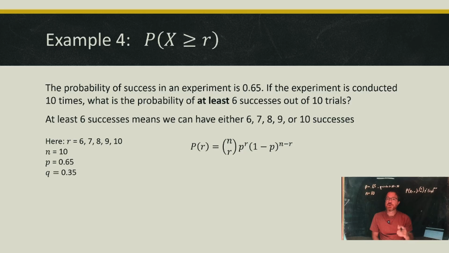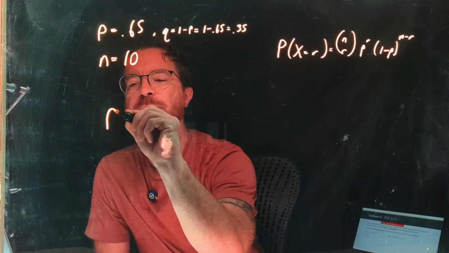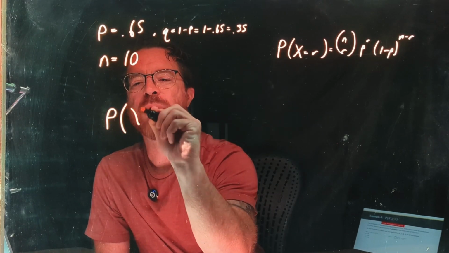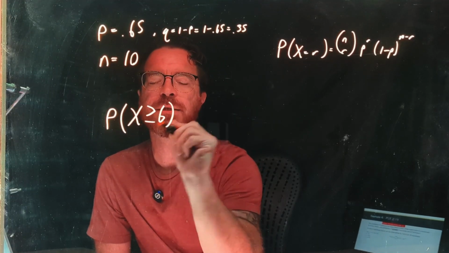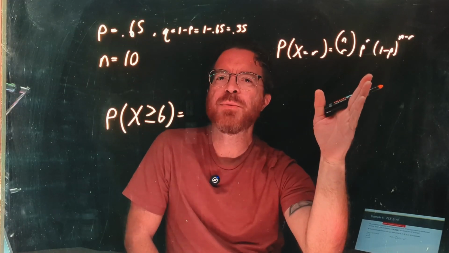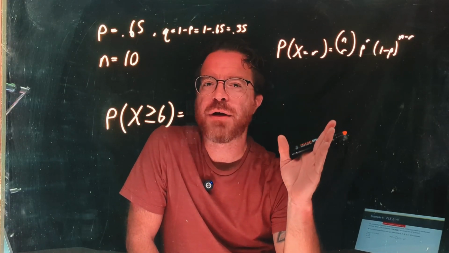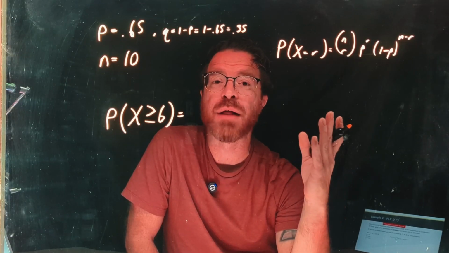For our next problem, it asks, what is the probability of getting at least 6 successes out of our 10 trials? So if you remember, at least means greater than or equal to 6. So what we're actually looking for is what is the probability that my random variable x is greater than or equal to 6. Now, the thing is, when you have a problem like this, notice our binomial probability doesn't give us the ability to find the probability of a set of outcomes. It's just a single outcome.